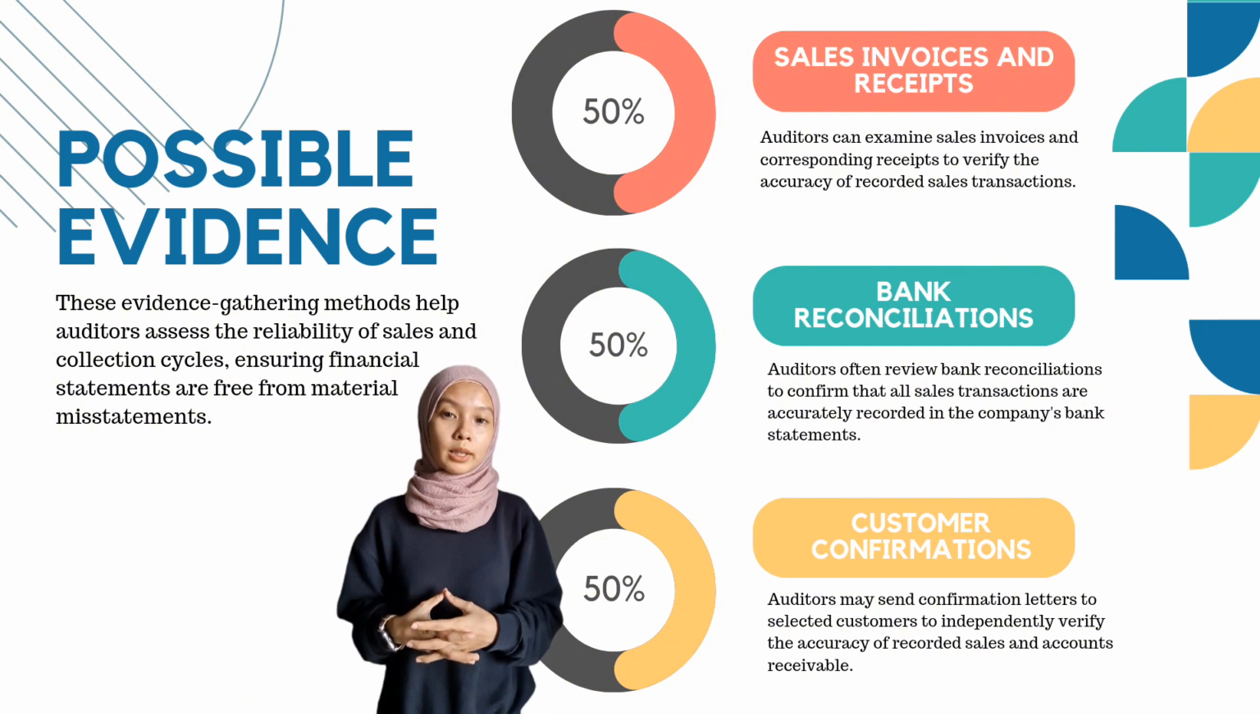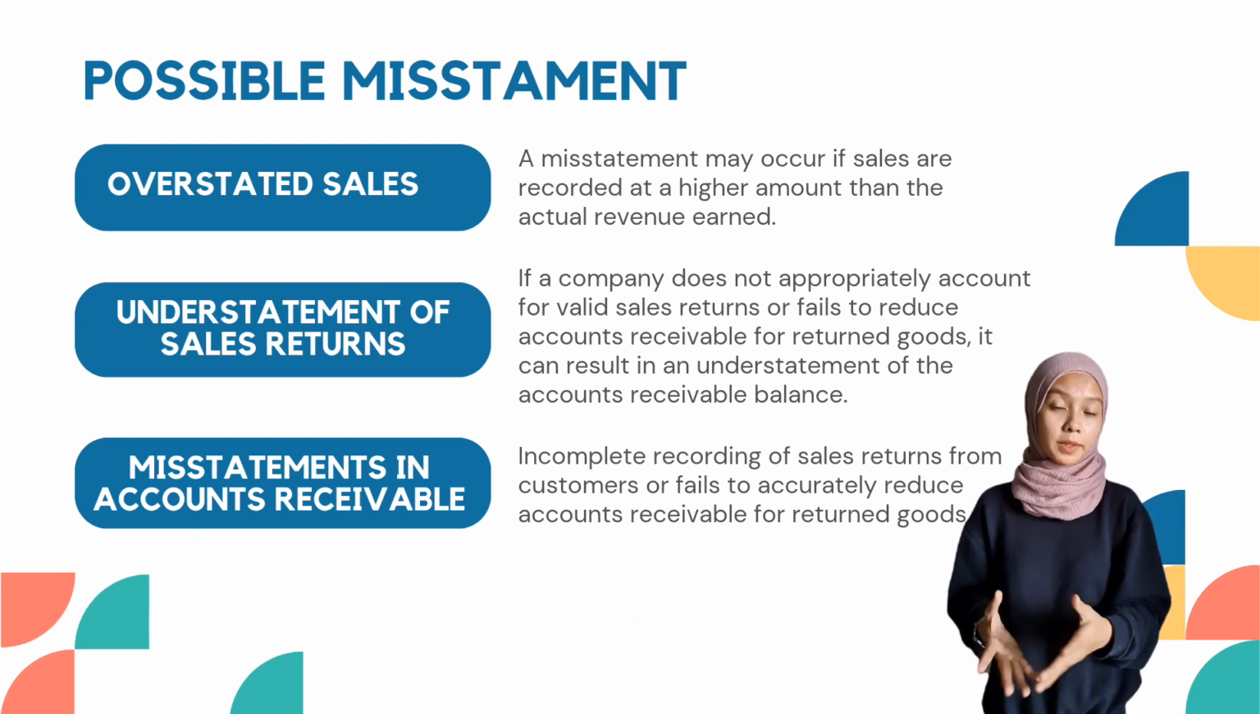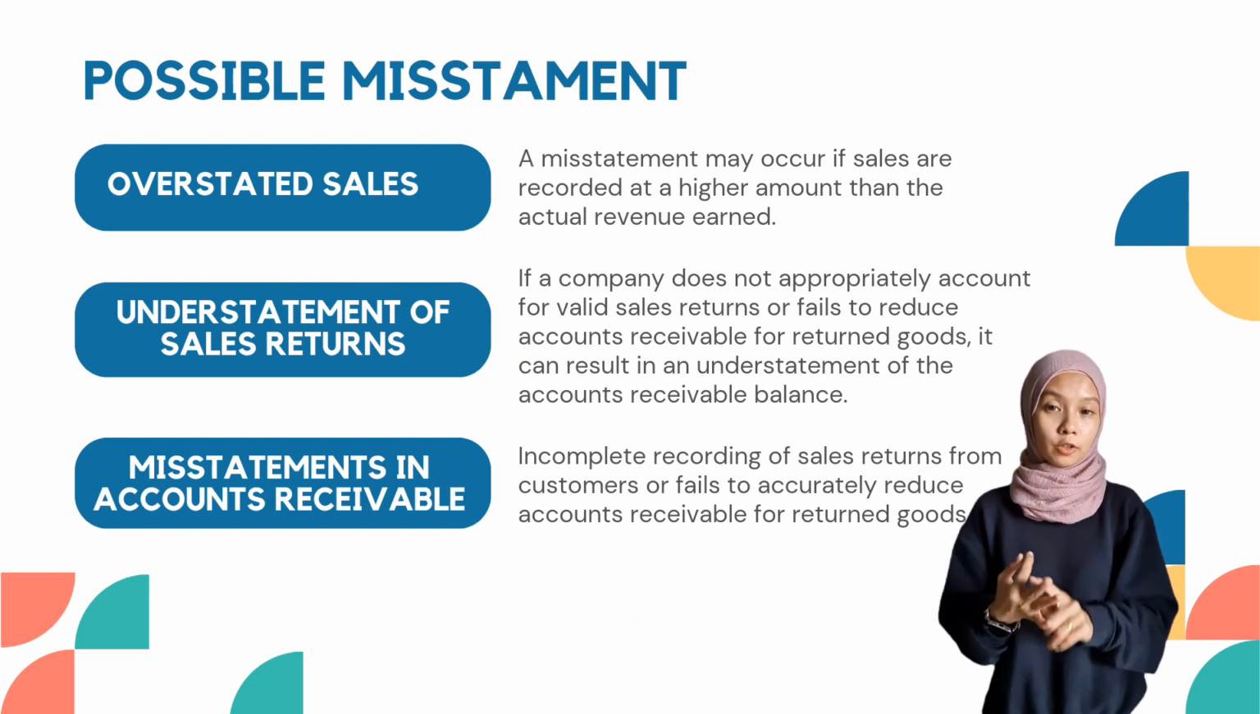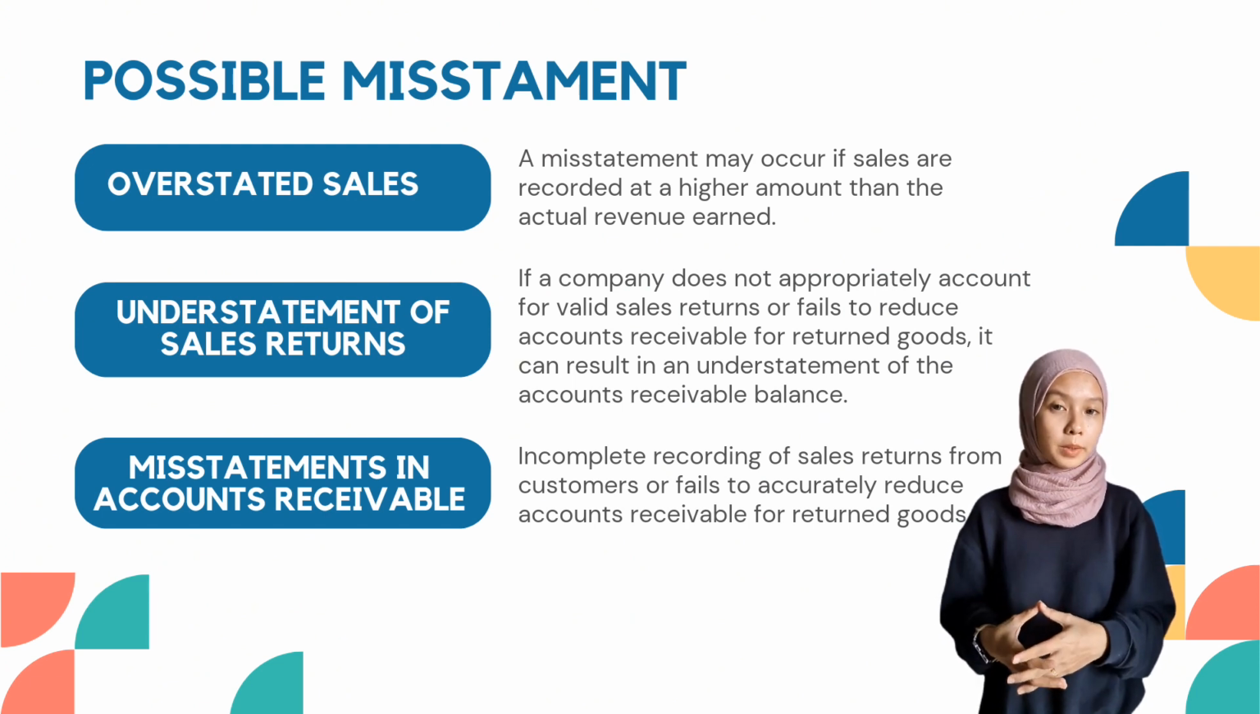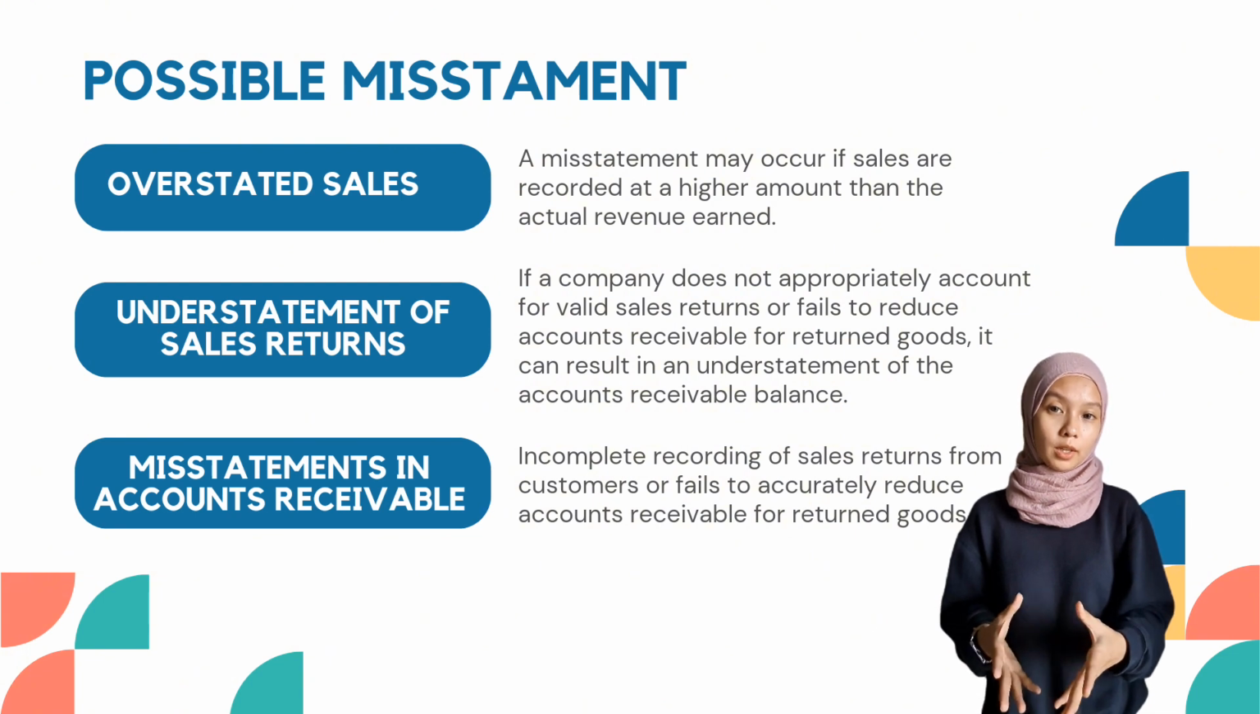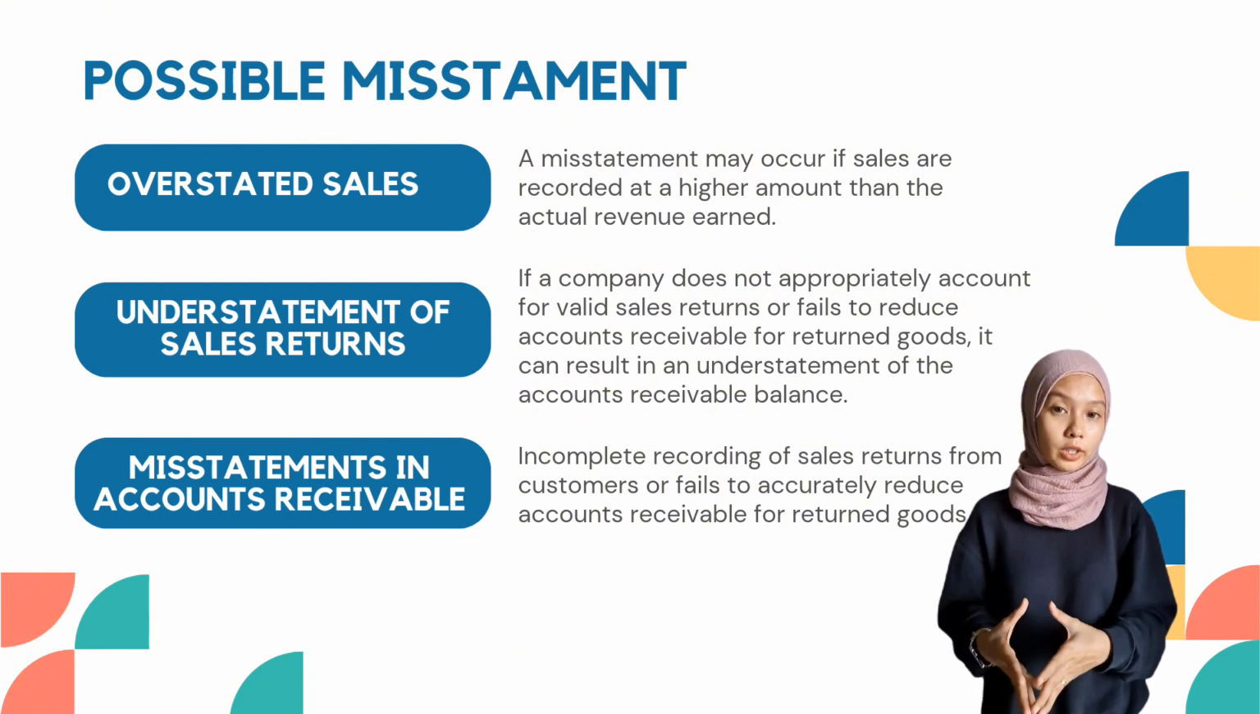These evidence gathering methods help the auditor assess the reliability of the sales and collection cycles and ensure financial statements are free from material misstatement. There can be a lot of misstatements in an audit, but here are three possible misstatements. The first is overstated sales. A misstatement may occur if sales are recorded at a higher amount than the actual revenue earned.